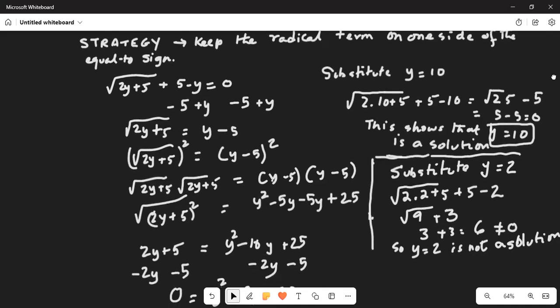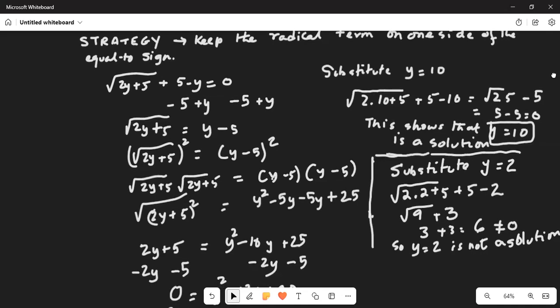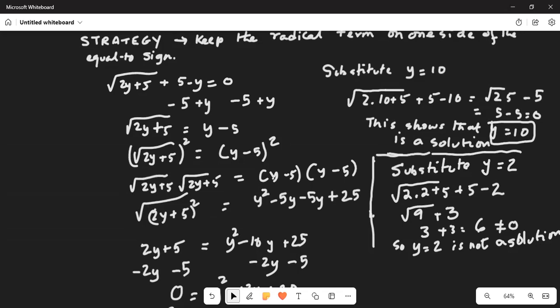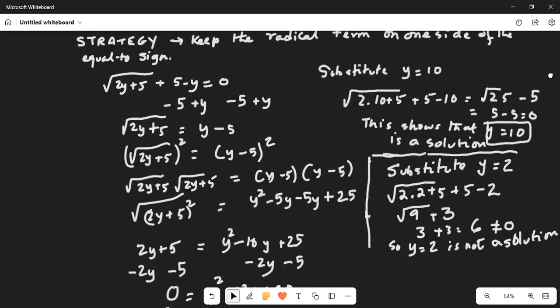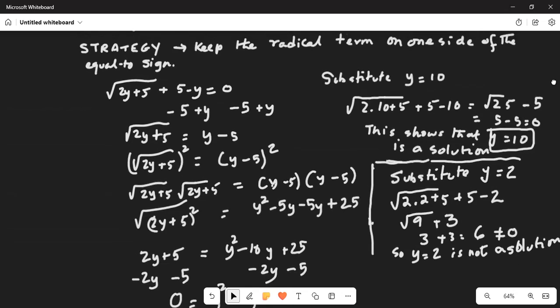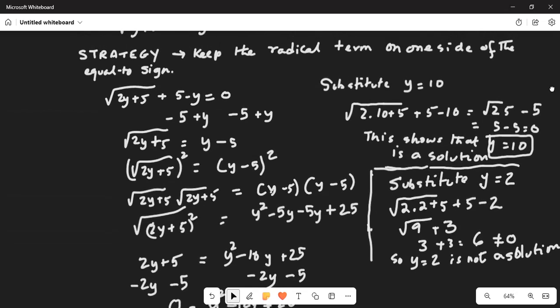How about y equal to 2? When we substitute y equal to 2 on the left-hand side of the equation, that becomes square root of 9 plus 3. And square root of 9 is 3. 3 plus 3 is 6, and that is definitely not equal to 0. So y equal to 2 is not a solution. Thus, the only solution to this radical equation is y equal to 10.